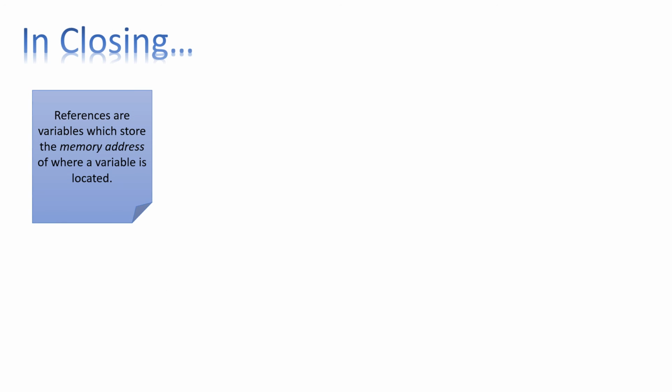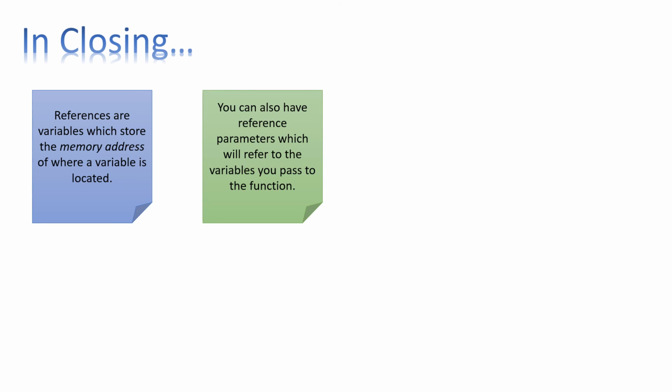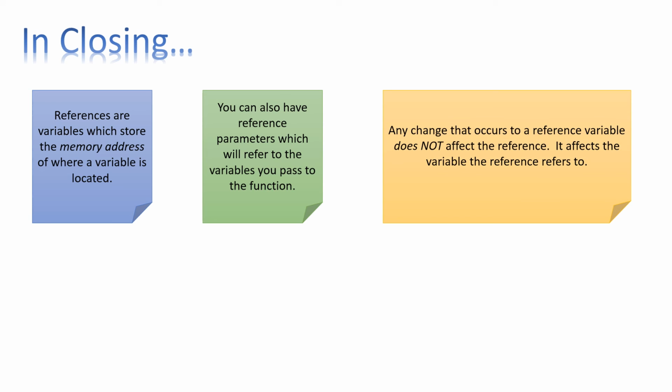In closing, references are variables which store a memory address of where a variable is located. You can also have reference parameters which will refer to the variables which you pass to the function. Any change that occurs to a reference variable will not affect the reference. It affects the variable which the reference refers to. So think of the reference as an alias for the original variable. It's like a second name.